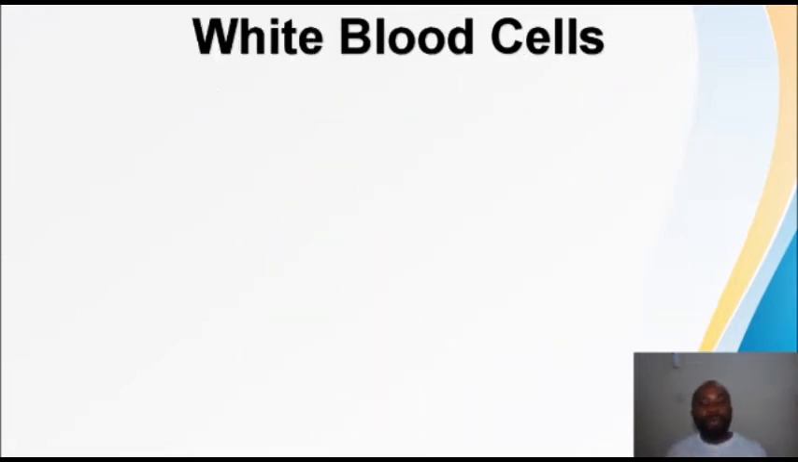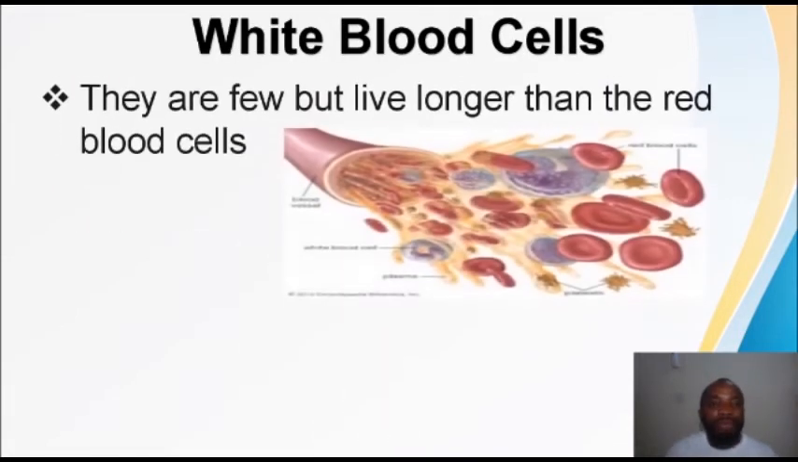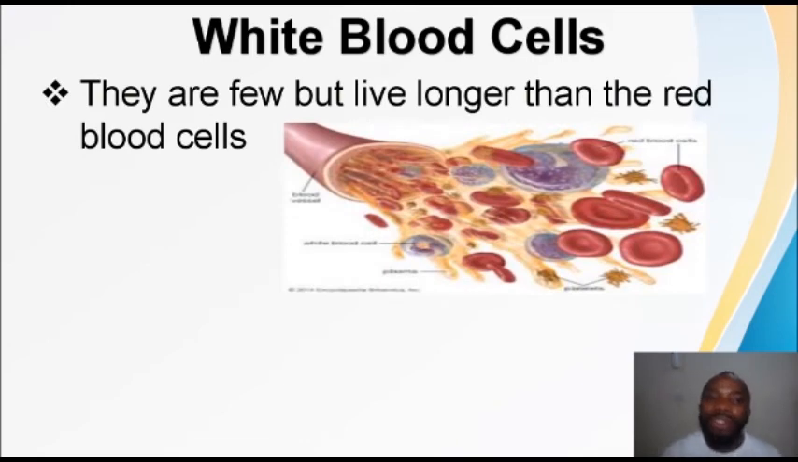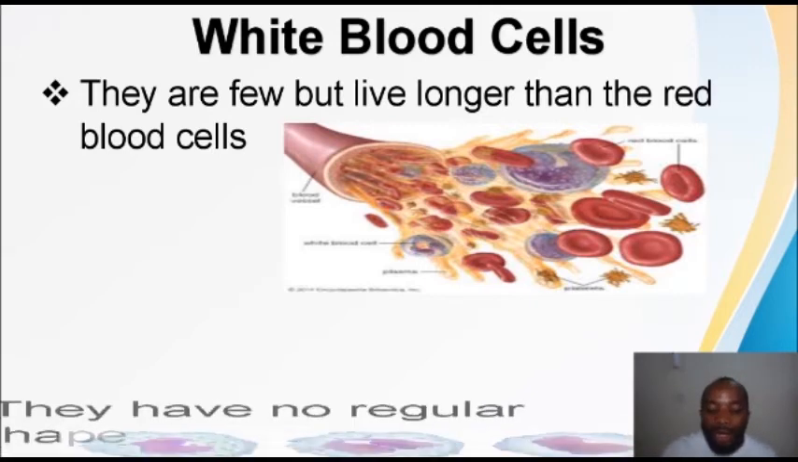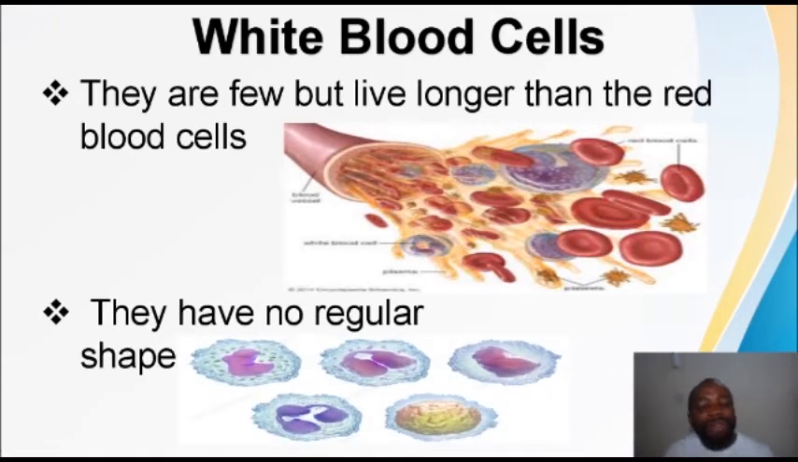Now let's look at the white blood cells. The white blood cells are few, but they live longer than the red blood cells. Look at this place. You can see the red blood cells everywhere. But look at the white blood cells. Just a few of them. 1, 2, 3, 4, 5. But look at this one. Red blood cells everywhere, uncountable. Inside, this is the plasma. Did you see it? They are just few, but they can last longer. They can last more than others. Now they have no regular shape, unlike the other one. The red blood cells have a circular shape, is it not?